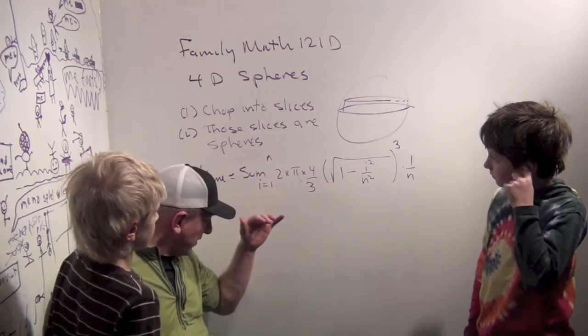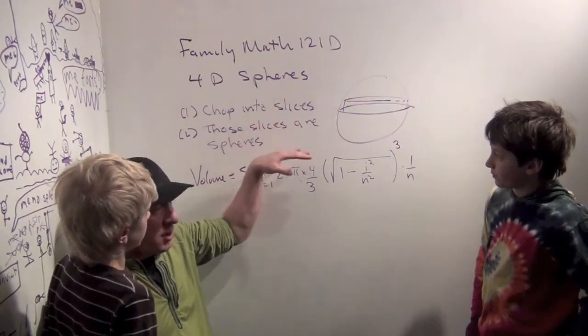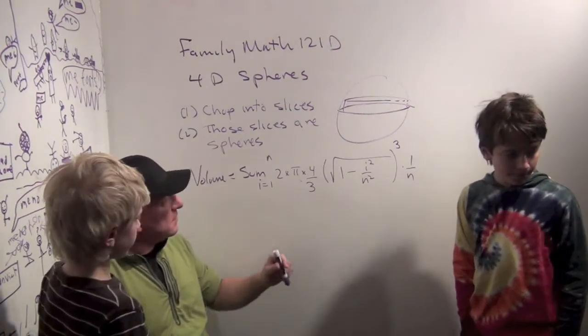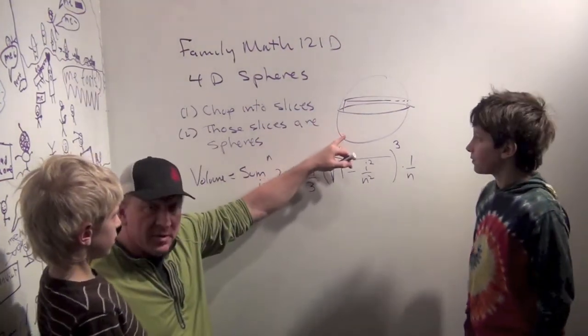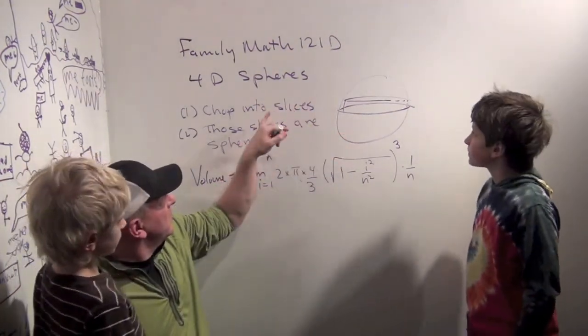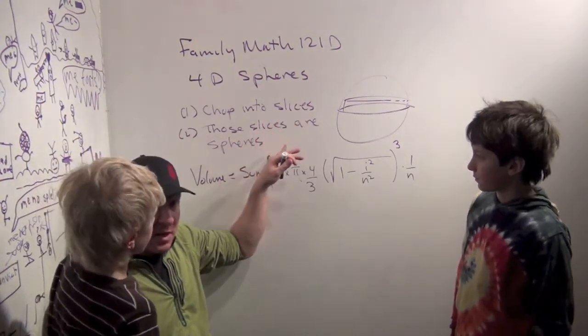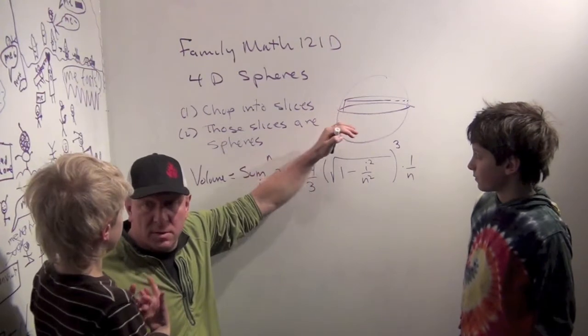In the movie yesterday, we reminded you about how we found the volume for some of our lower dimensional spheres, like circles and 3D spheres. We chopped it up into slices, and we knew how to find the volume of those slices because they were lower dimensional, right?